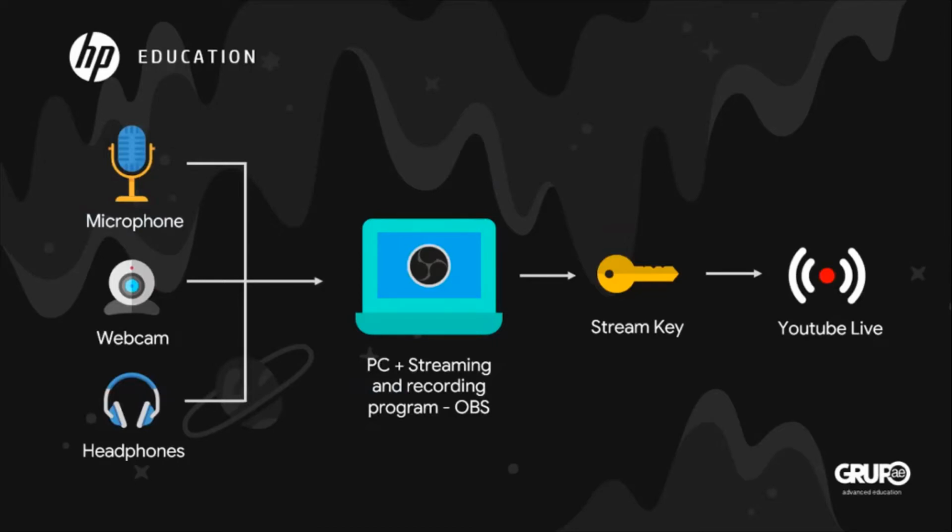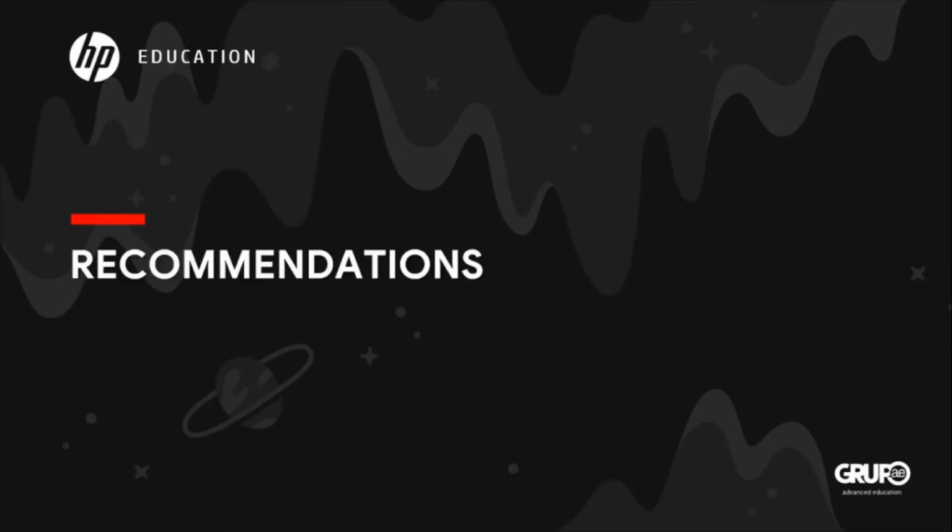So the process of creating a live event is easy. We have our microphone, our headphones, and the webcam if we want to turn it on. We also have the PC, where we have the streaming and recording program OBS. Then we have the YouTube stream key. I'll show you in a while how to get the key. When you create a live event, that live event automatically gets a streaming code. And with this streaming code, we're going to be able to start YouTube Live, which would be the live events on YouTube.